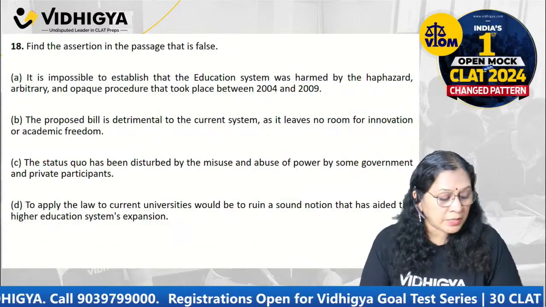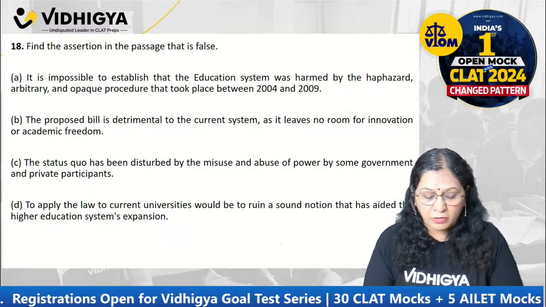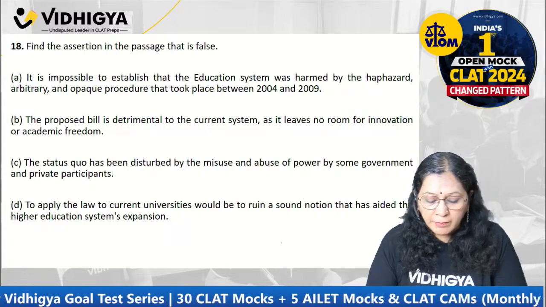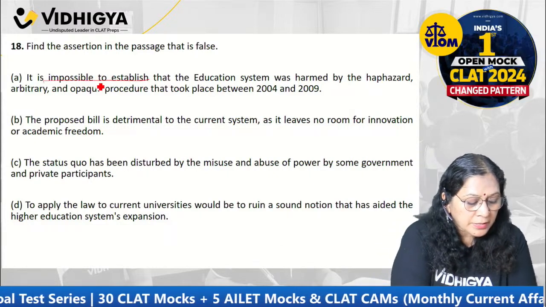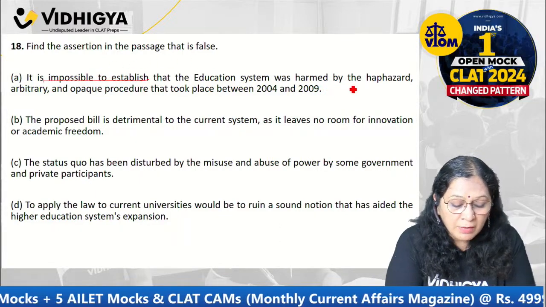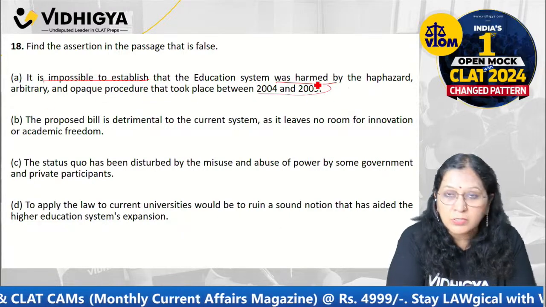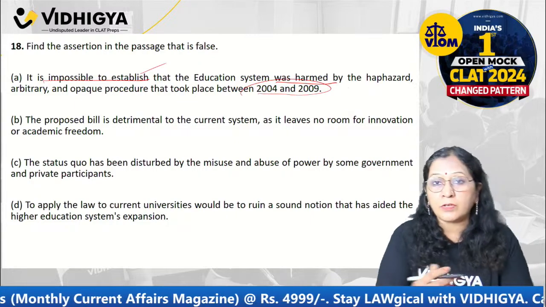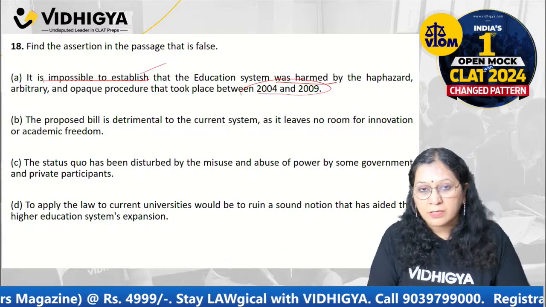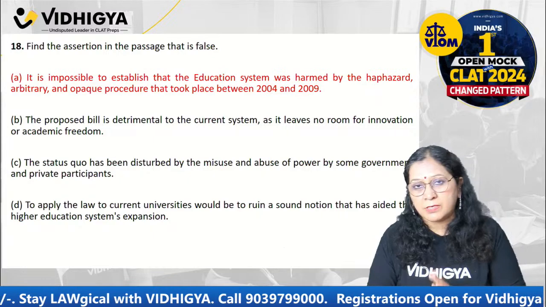Find the assertion in the passage that is false. The three sentences you'll find are correct according to the passage, and the fourth one would be false. So is it impossible to establish? यहीं से हमें आंसर आ जाता है. No, it was possible to establish that the education system was harmed by the haphazard, arbitrary and opaque procedure that took place between 2004 and 9. ये सही है, and so we do not need to read the rest of the three also, and we can easily come up with A as the answer. When in the test, अब आसानी से ये मार्क करके आगे बढ़ सकते थे.